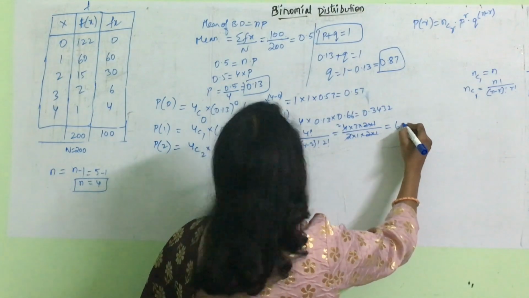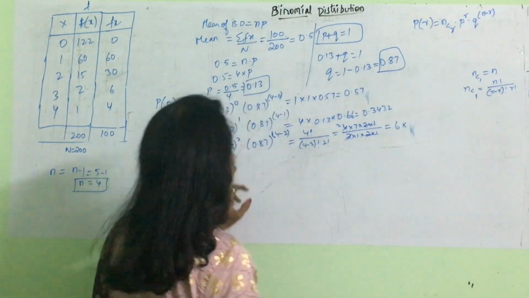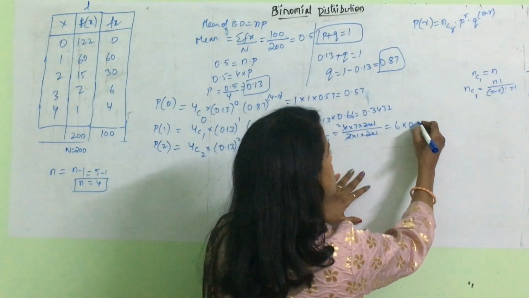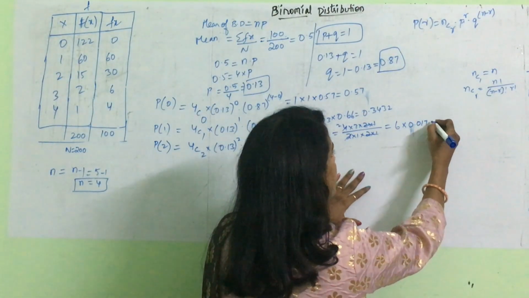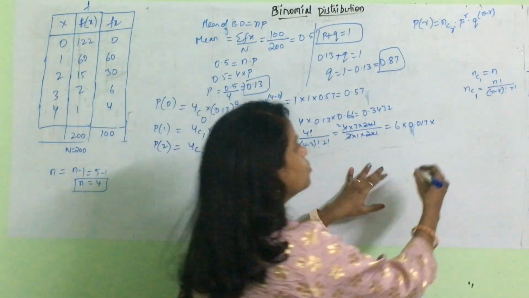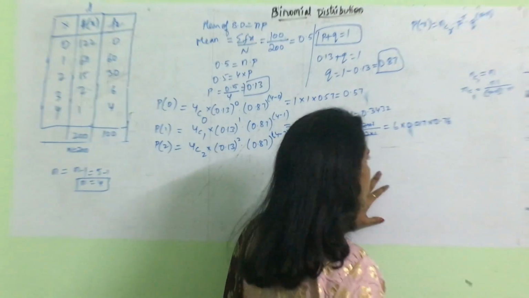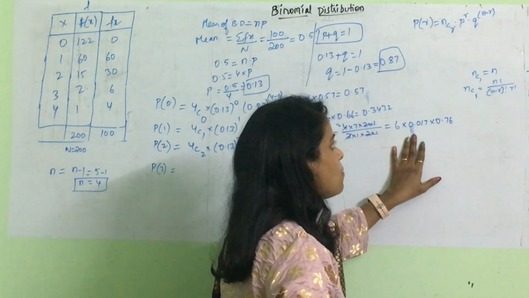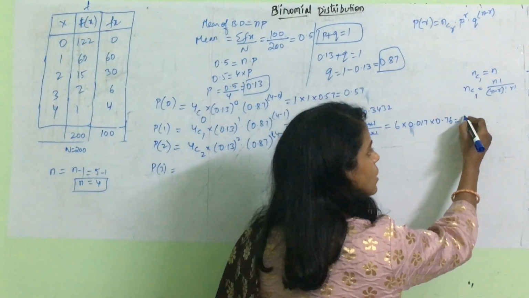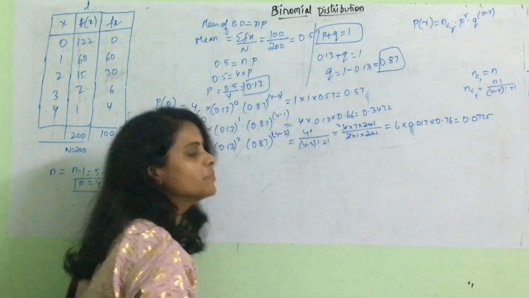So write down here 6 into 0.13 to the power 2. What is the value? That is 0.017, into 0.87 to the power 2, that is 0.76. So 6 into 0.017 into 0.76. What is the value? 0.0775 is the value. Okay, done.